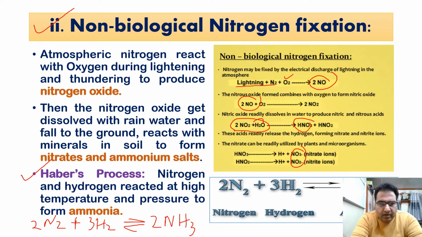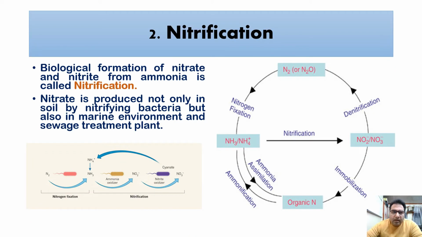It forms ammonia. So what is Haber's process? The nitrogen and hydrogen react at high temperature and pressure to form ammonia. This very process is called the Haber's process. So this is the non-biological nitrogen fixation. Now, what do we mean by nitrification?